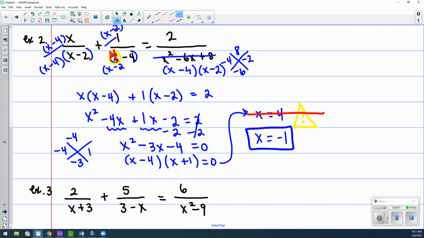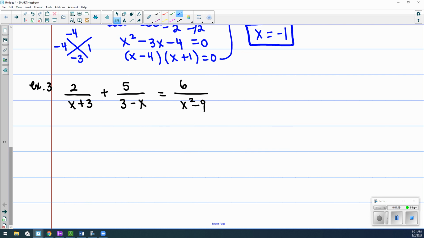Okay, good work. Last example. I feel like I'm going fast. If I feel like I'm going fast, then yeah, I'm going fast. So maybe slow me down, maybe rewind, maybe just watch me again.